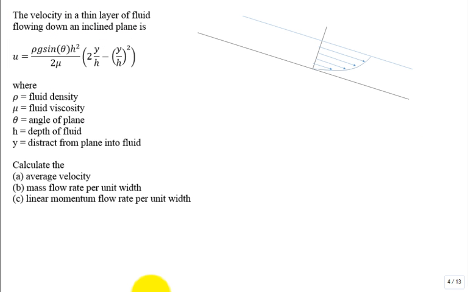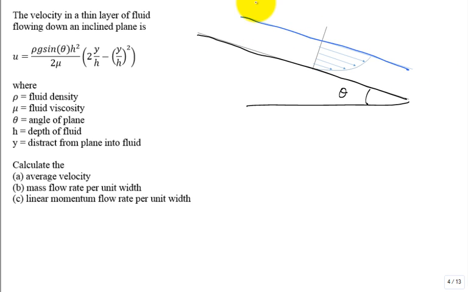So we have velocity in a thin layer of fluid flowing down an inclined plane. So here's our plane. Here is the angle theta of the incline. And here is the wall or the plane that the fluid flows down. Here's that fluid. And what we find is that we have a velocity profile that's shaped like this, where it's 0, no slip at the plane, the solid surface, and then the velocity profile looks like this. Okay, so here is U.